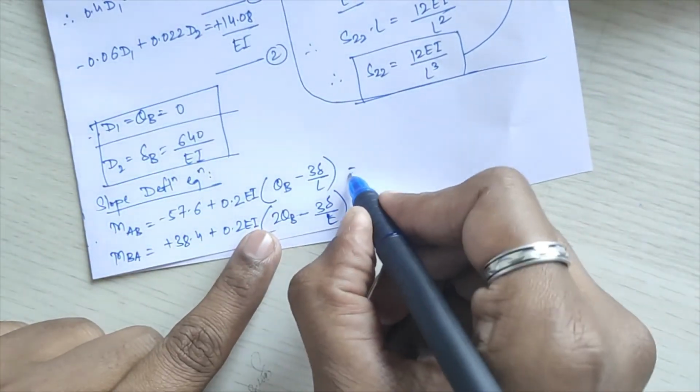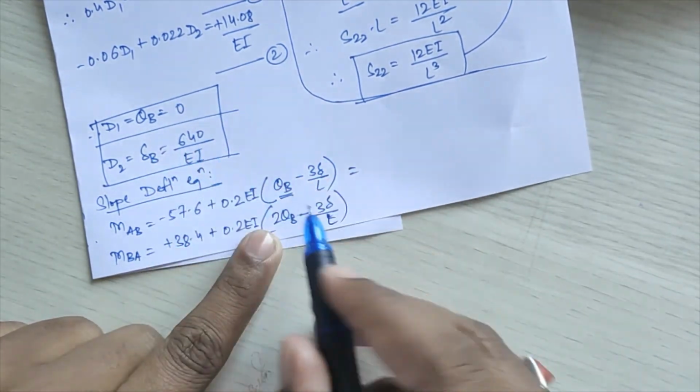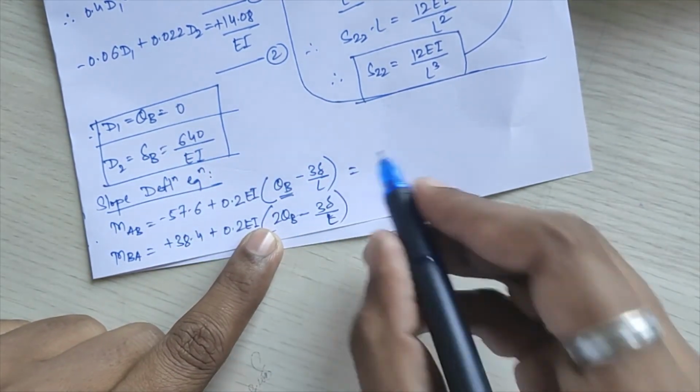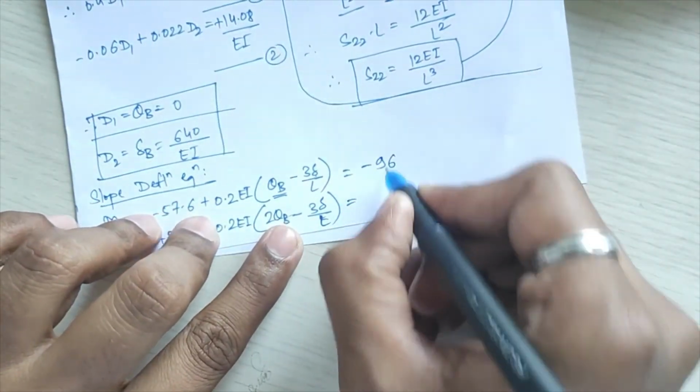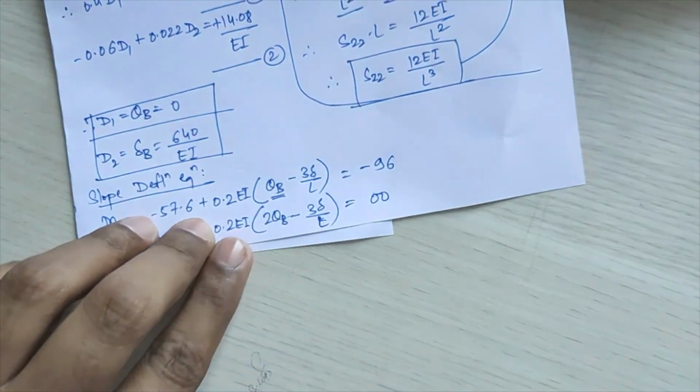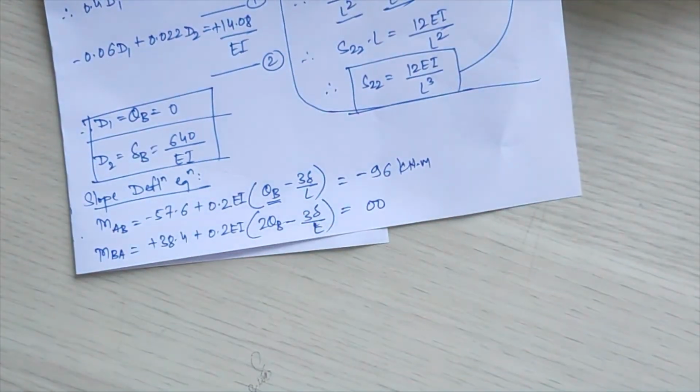If you substitute the value of theta B as 0 and delta as 640 in both the equations, I have got MAB equal to minus 96 and MBA as 0 kilonewton meter. MAB as minus 96 and MBA I am getting equal to 0. You check these values.